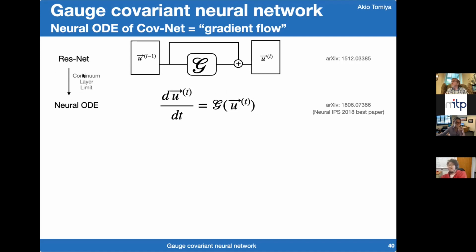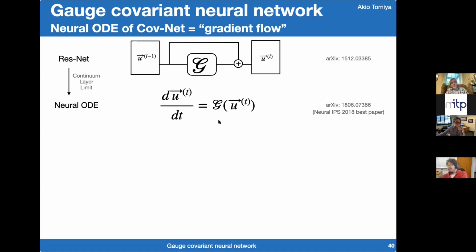In 2018, some people took a continuum limit of this ResNet, and they got a neural ODE. This is written in this form. This T is a continuum version of the index of the layer. So this describes the evolution by this neural network.